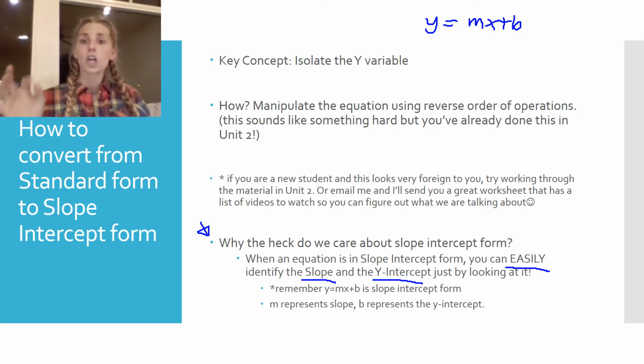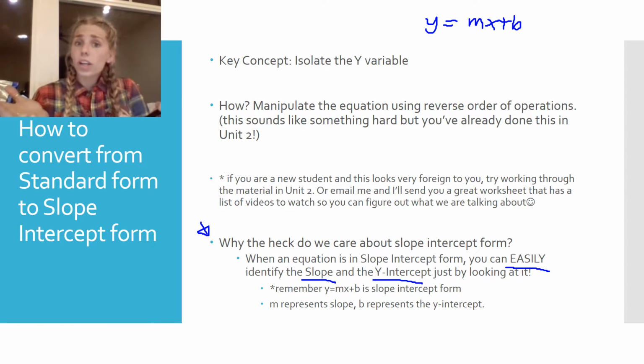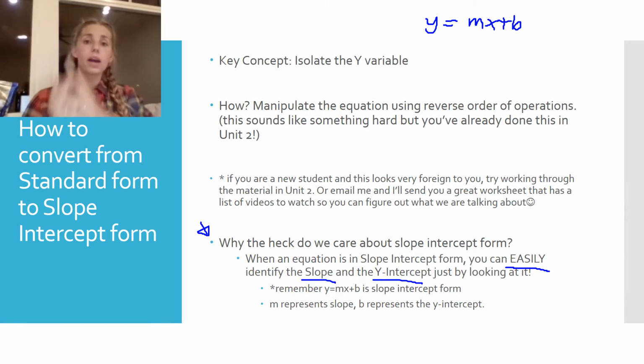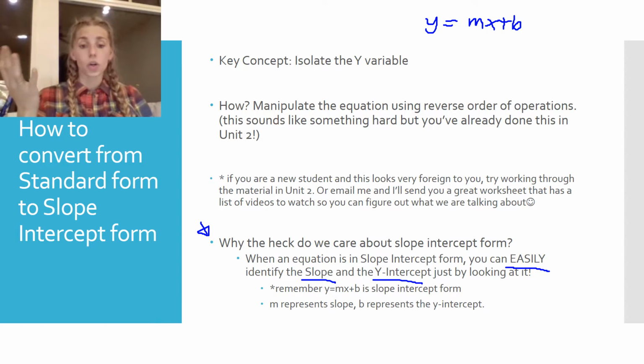You've already done this, so you can see how easy it is to tell what the slope and the y-intercept is just from looking at the equation. That way you don't have to graph it, you don't have to create a table. You could if you wanted to, but it just becomes a lot easier. So this is what we want to do. We want to be able to convert from one form into the other. And also you're going to see this on your quiz.